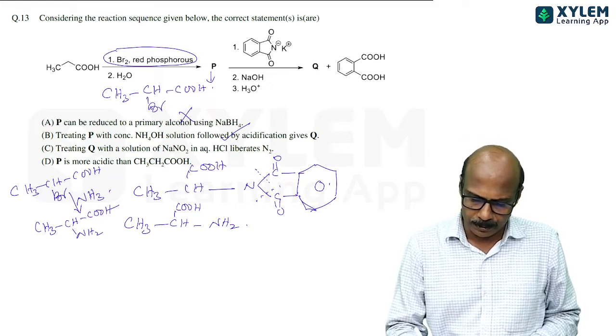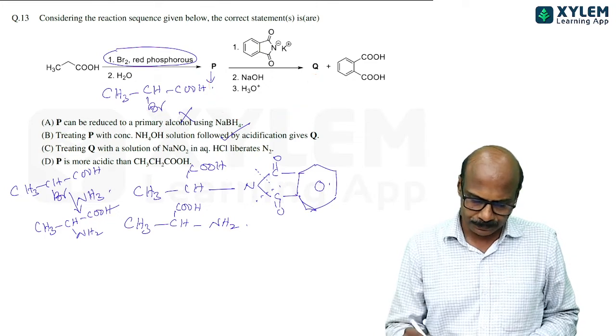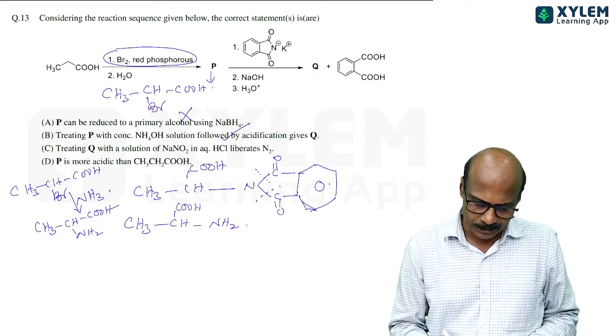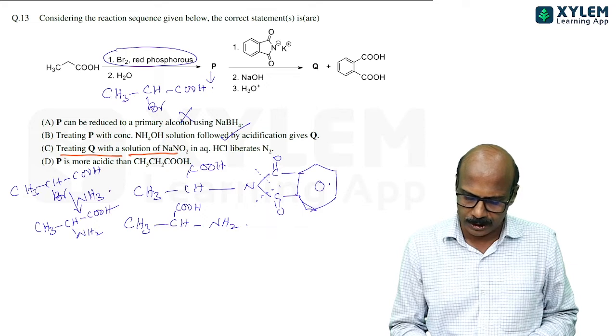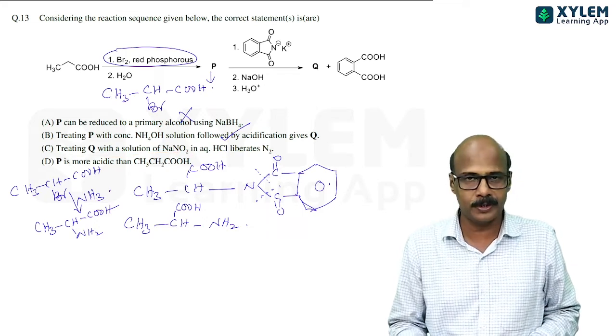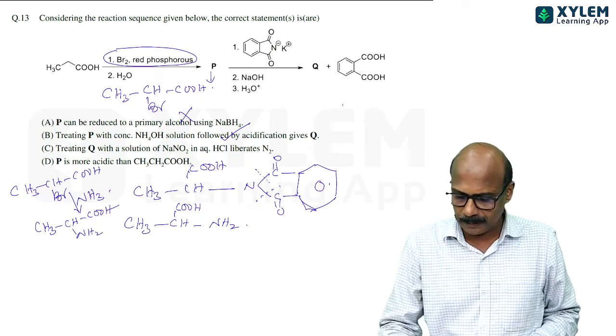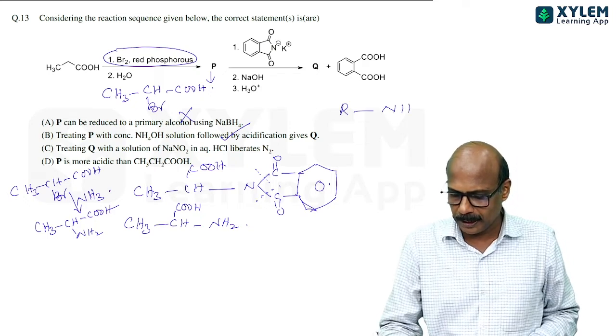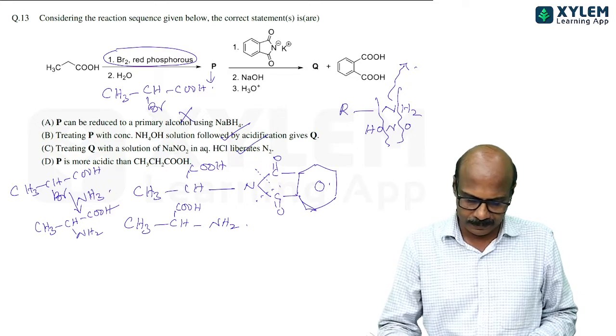Q can be obtained through that path also. What about the third option? Treating Q with a solution of NaNO2 and aqueous HCl liberates N2 gas. No doubt. If there is a primary amino group, when a primary amino group is treated with nitrous acid, you know that we will get alcohol with the liberation of nitrogen gas.